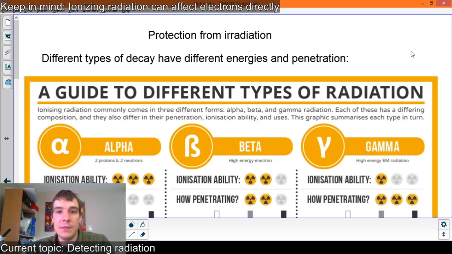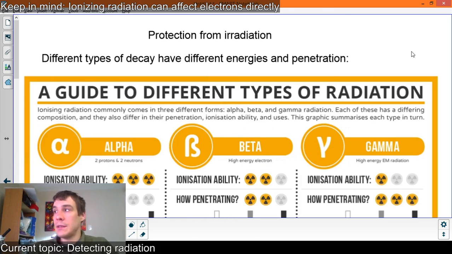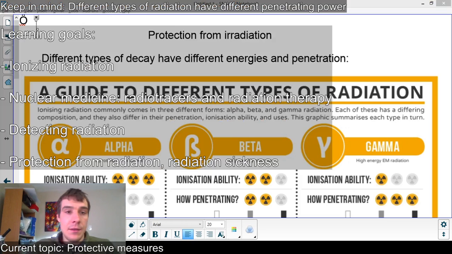Next up, we've got protection from radiation, which is another one of our things, right? Protection from radiation and radiation sickness, the last piece of what we're going to talk about here. So I'm going to pause again and fix things up. Okay, so last thing is this protection from radiation, from irradiation. So how to stop yourself from getting irradiated.